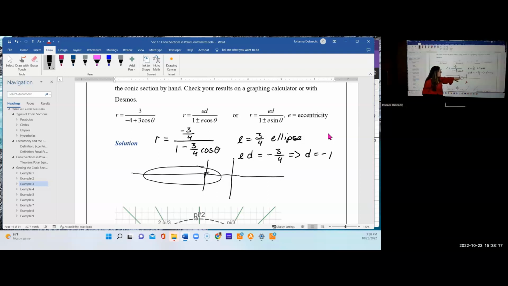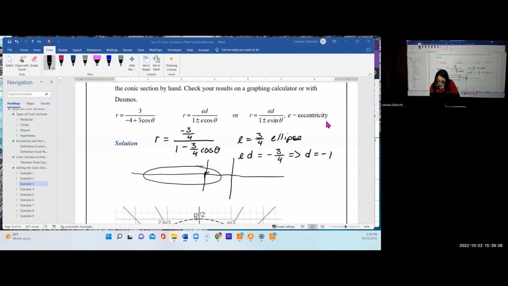Now, notice that if we have this, the major vertices have to be along the 0 and pi line. So when we have cosine in there, we can find the major vertices by plugging in the values of 0 and pi into the equation for the particular conic section. So let's go ahead and plug in those values and find the end points of the major vertices.